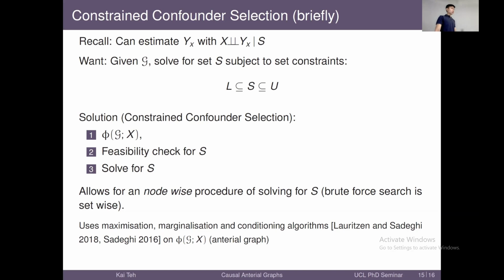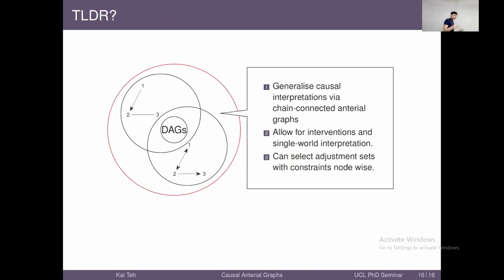So after all that talk, what am I trying to say here? TLDR: from existing graphical representations of causal models, for example DAGs, the ones with directed edges, chain graphs, the ones with undirected edges, and ancestral graphs, the ones with bidirected edges, we can look at a bigger graph class that contains them all, chain-connected ancestral graphs. We can generalize these causal interpretations. That's one thing of theoretical interest.